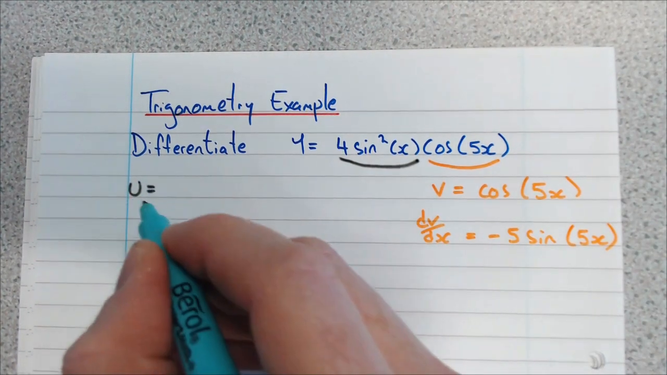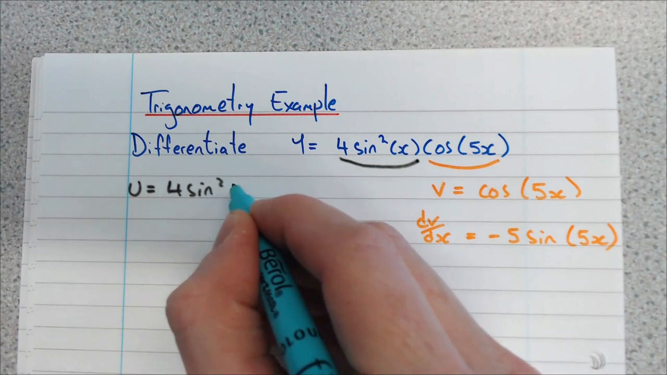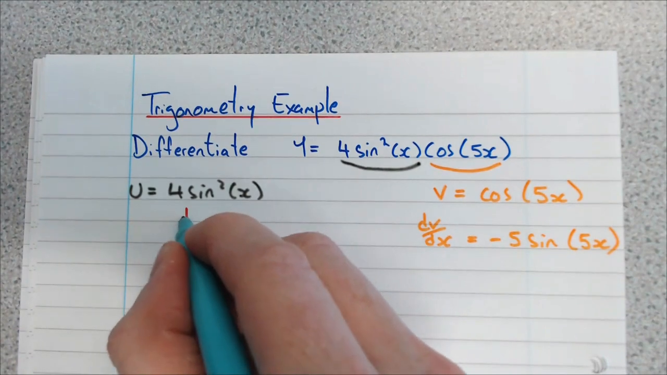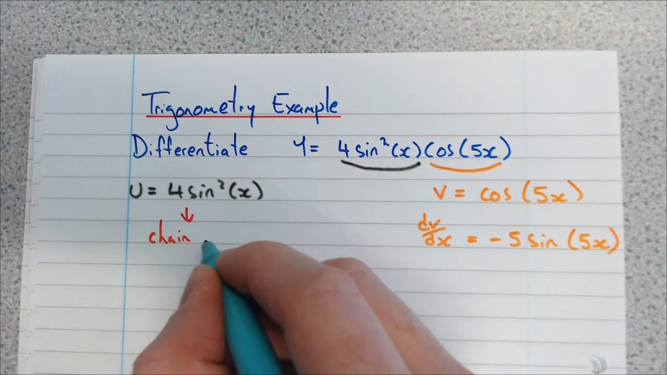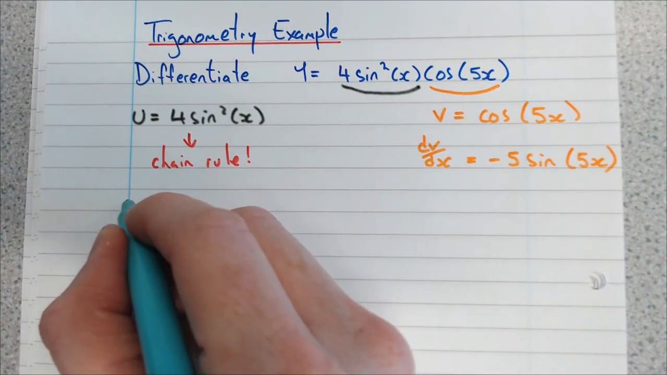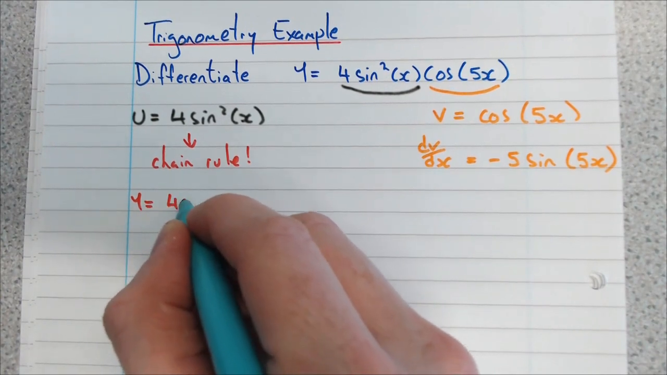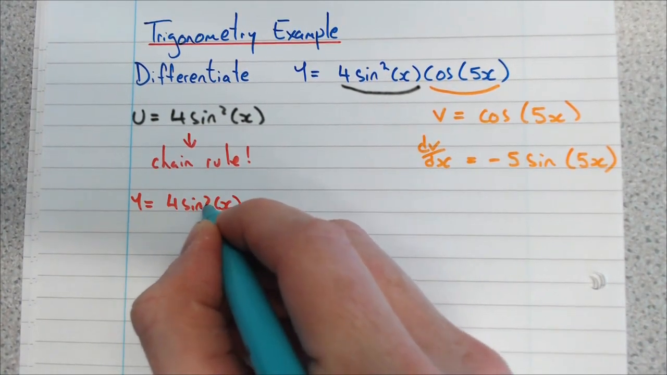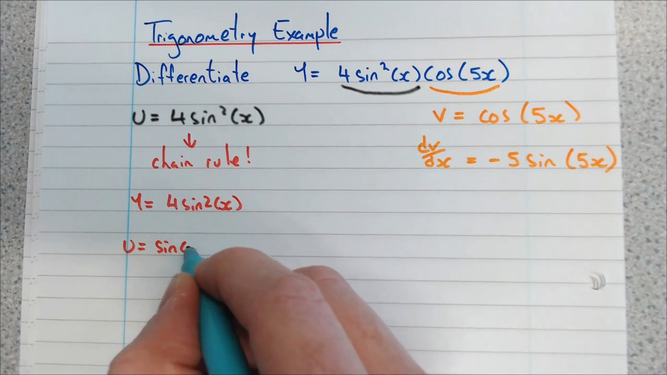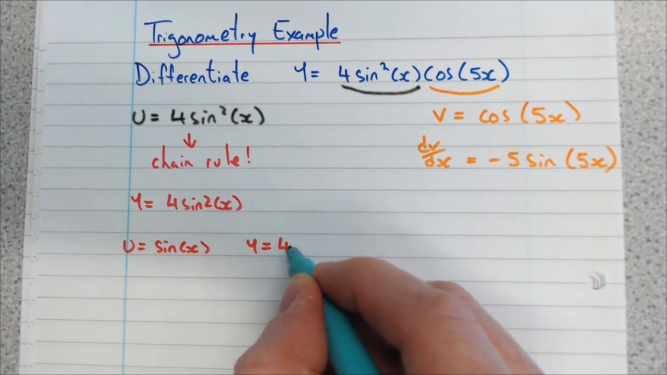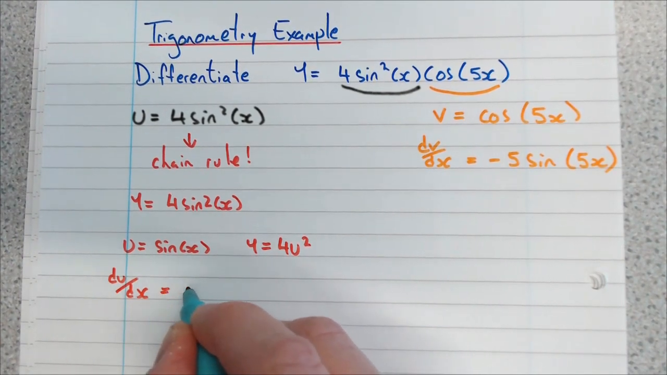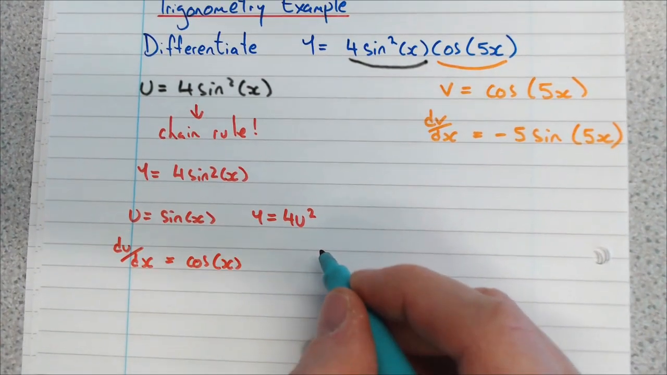Now, to differentiate that, I'm going to use the chain rule again. I'm going to use chain rule within a chain rule, simply because I've got sine squared. Squared means sine times sine. That's a function times a function. I can use the chain rule to do this. If I write it as y equals 4u squared, where u is sine x, then I can differentiate each part and stick them together according to the chain rule. You could, of course, use the product rule here as well if you preferred. Either is fine. So du/dx should give me cos x, and dy/du should give me 8u.